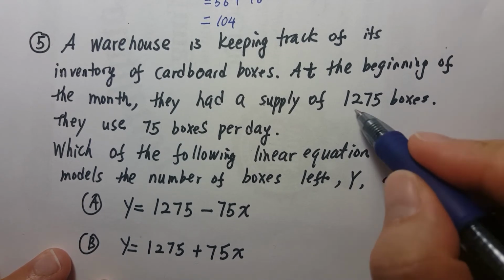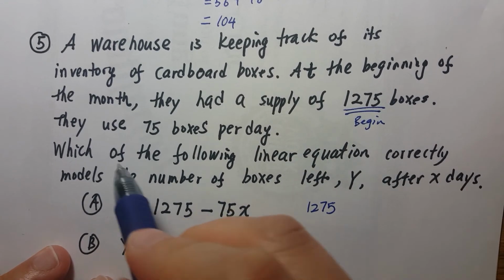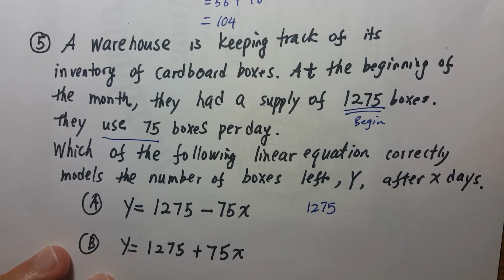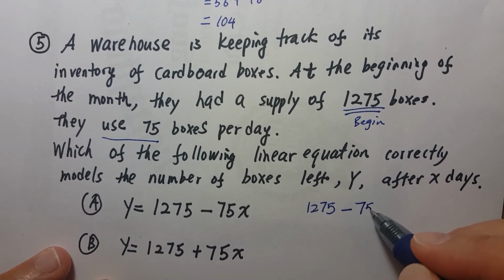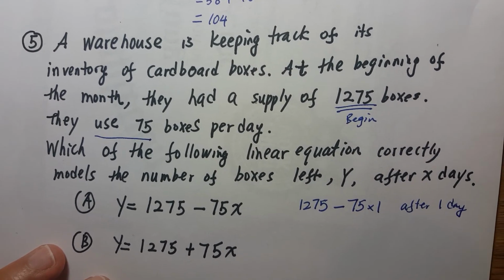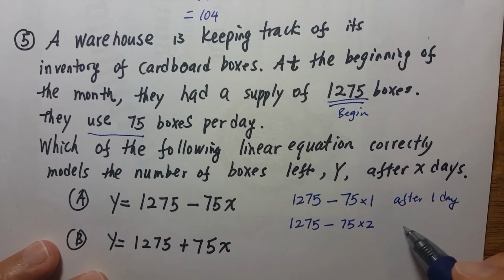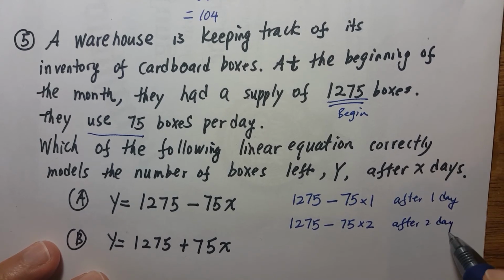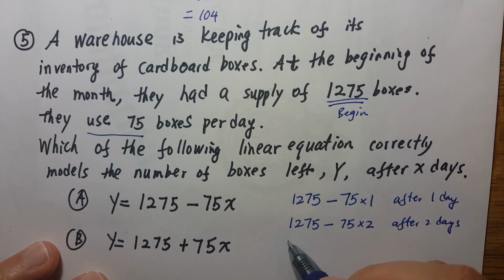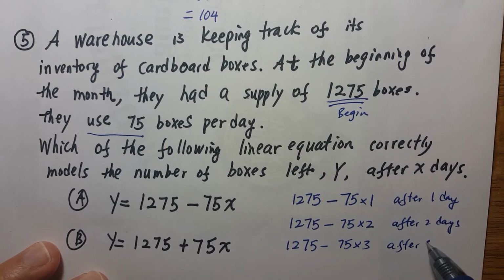So this one, they begin with 1,275 and they use 75 boxes per day. When you use something, then the number becomes smaller. You have less, so subtract. So after 1 day, it will be 75 times 1. So now how about after 2 days? Then it will be 1,275 minus 75 times 2. That is after 2 days. So how about after 3 days? That will be 1,275 minus 75 times 3. That is after 3 days.